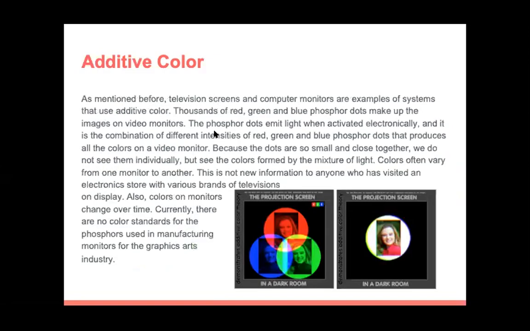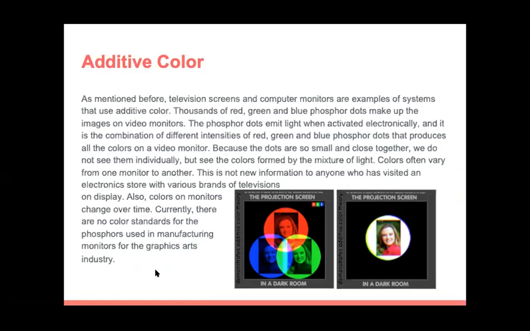You can see it here, as mentioned before. Television screens and computer monitors are examples of systems that use this. The phosphorus light activated electronically and is the combination of different intensities of red, green, and blue phosphor dots that produces all colors on a video monitor. Because the dots are so small and close together, we do not see them individually, but see the colors formed by the mixture of light.